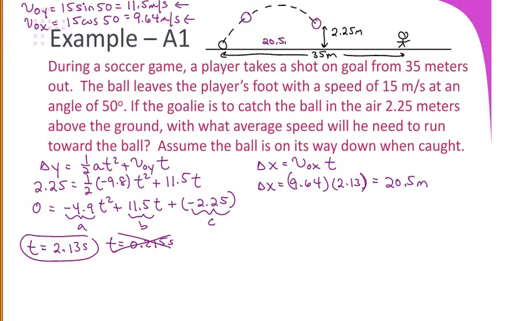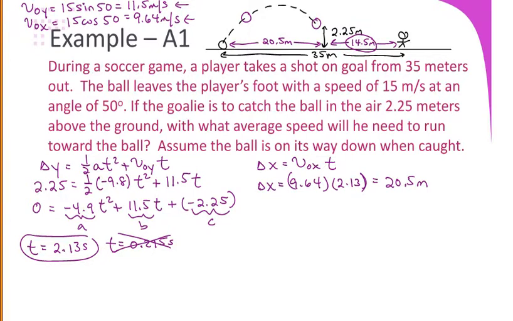And we need to realize, though, that the goalie is 35 meters out. So he's going to need to run in to catch this ball, and he's going to need to run in a distance of 35 minus 20.5. That distance works out to be 14.5 meters. So that's how far the goalie is going to need to travel.